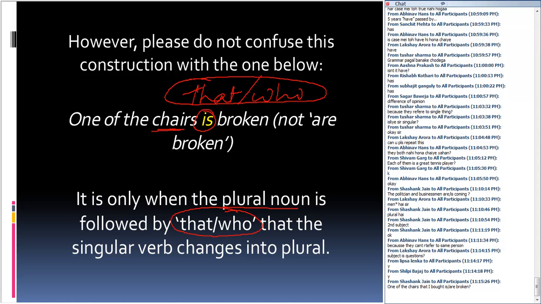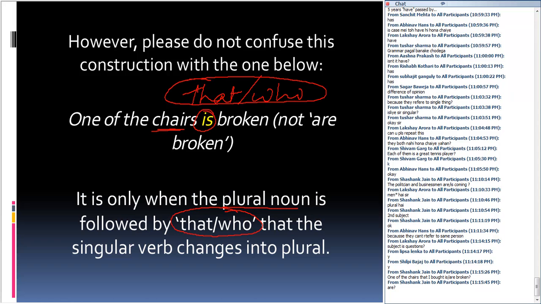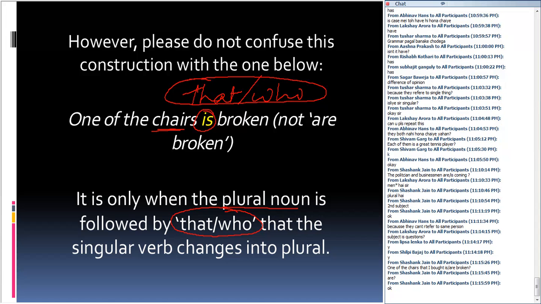One of the chairs that I bought are broken. शशांक, सुनने में गलत लगता है ना, सुनने में गलत लगता है. One of the chairs that I bought are broken होना चाहिए. I know it sounds funny, but that is the rule. Okay.